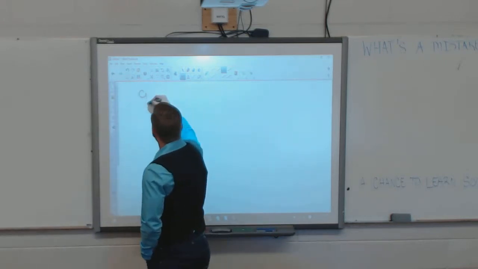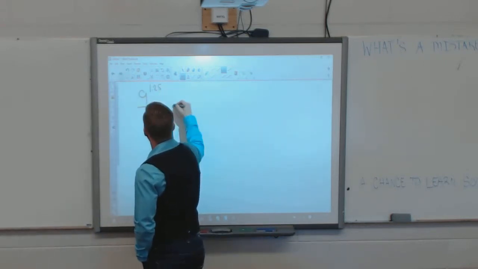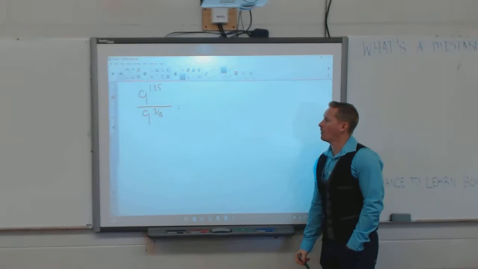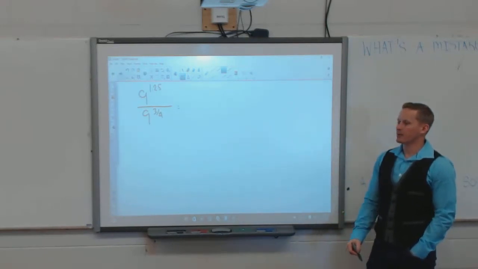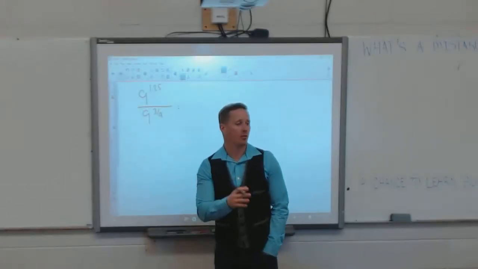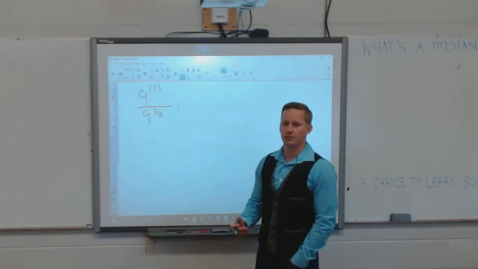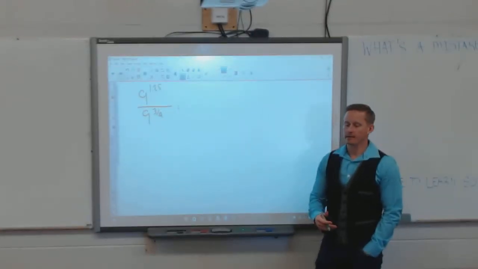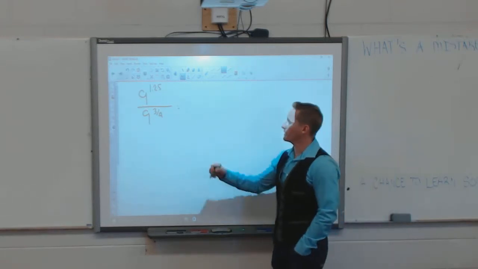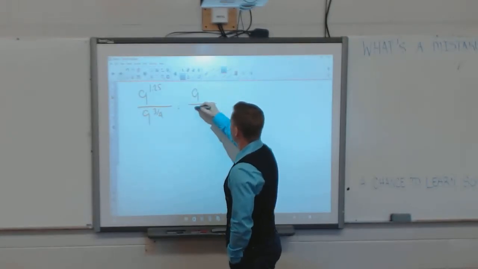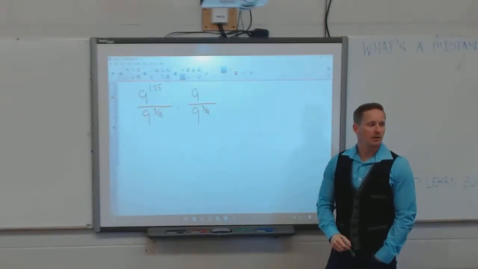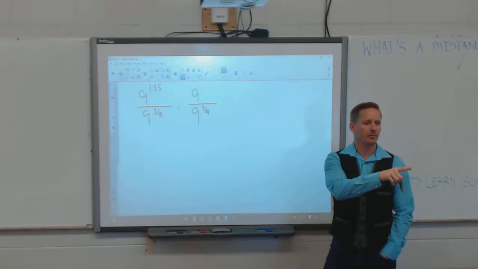9 to the 1.25 over 9 to the 3/4 equals. All right, so now I have a decimal and a fraction. So now you have to decide what you would prefer to work with. Do you prefer to work with decimals or fractions? Any preference? Fractions. Sure. Then what do we need to do with this top one? Make it into a fraction. What is 1.25 as a fraction?